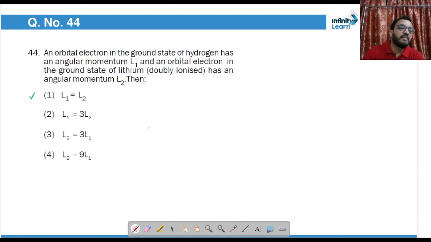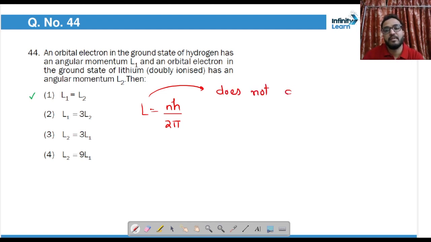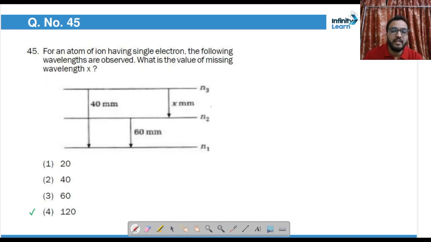See, angular momentum remains constant. It is nh upon 2 pi. It does not depend upon z. L does not depend upon z. So if the orbit is same, n is same, then angular momentum is same. Got it? So whether it is the first orbit of hydrogen or first orbit of doubly ionized lithium. Okay. Here also very simple.